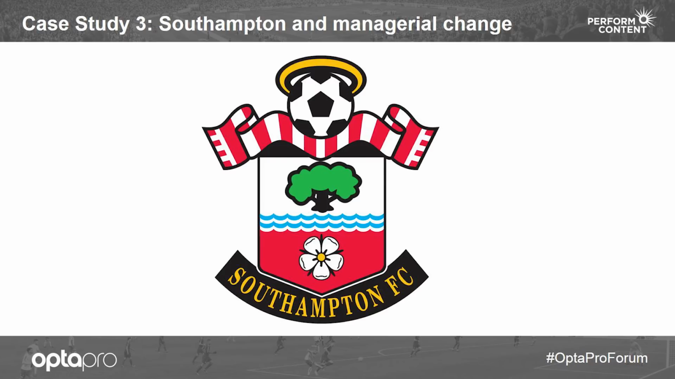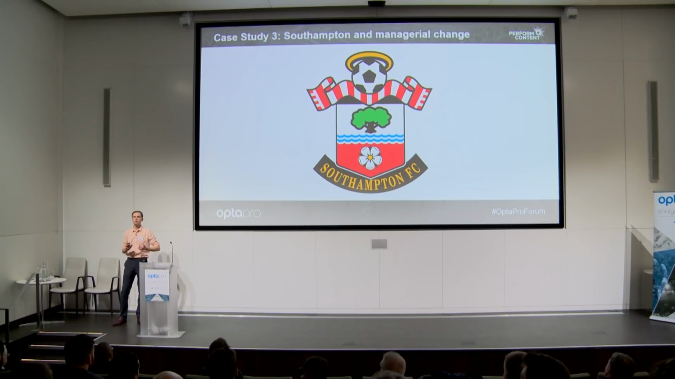Now, my third and final case, it looks at Southampton. Transitioning between managers often signals a different style of play. Going from 15-16 under Ronald Koeman to 16-17 under Claude Puel, the setup was supposedly more defensive, even though the actual number of goals conceded did increase.